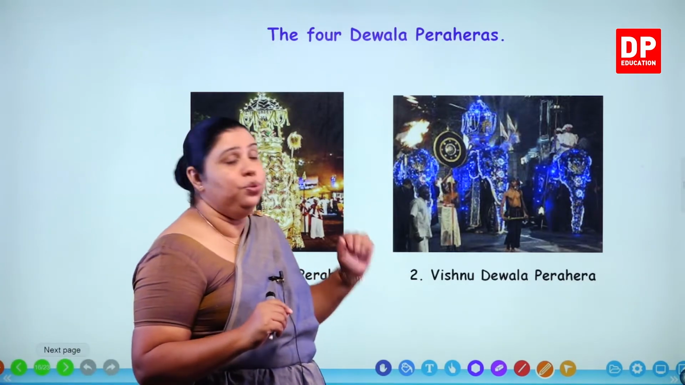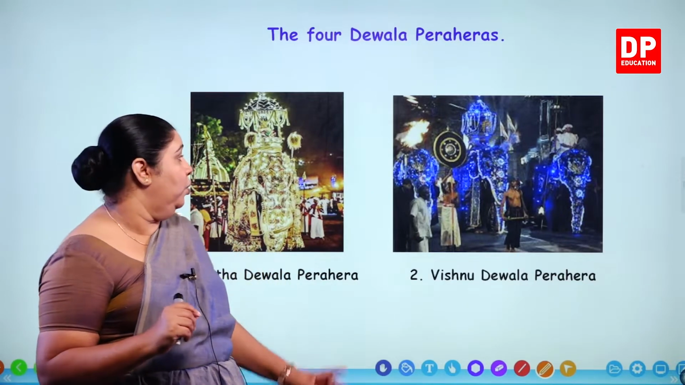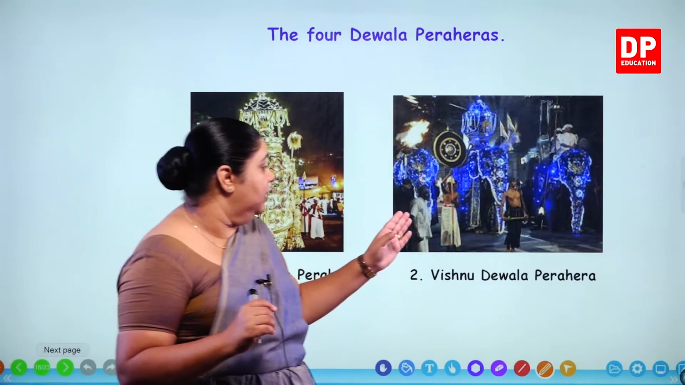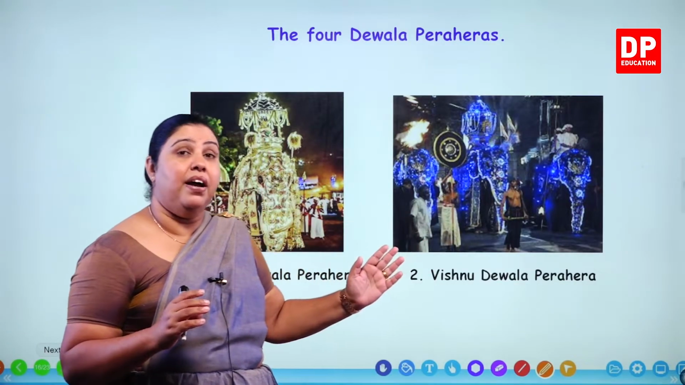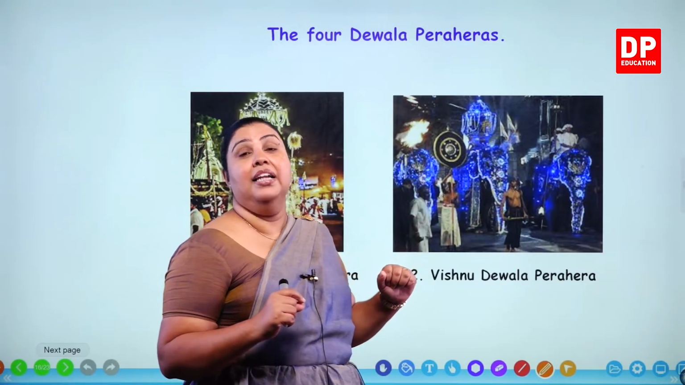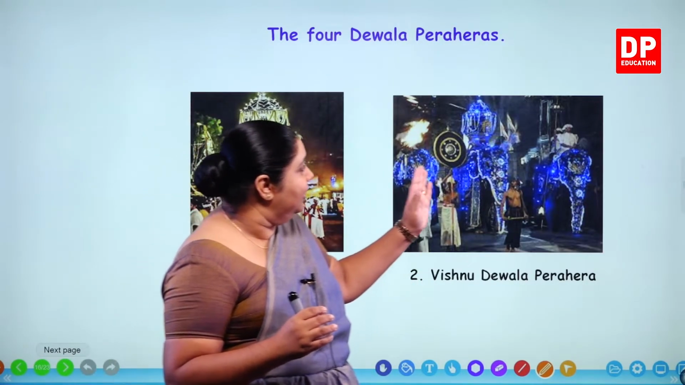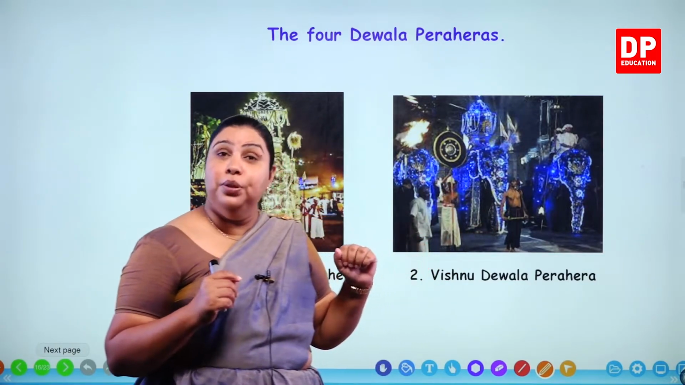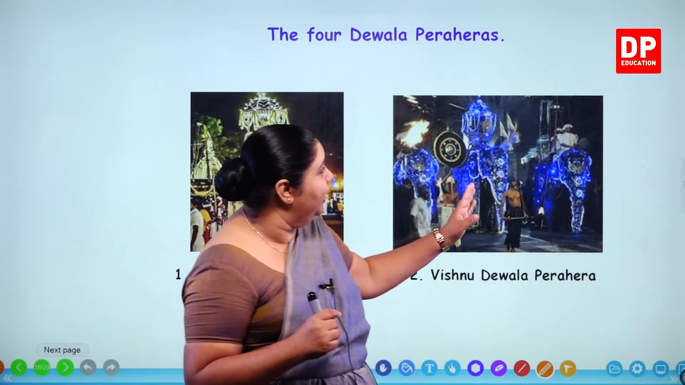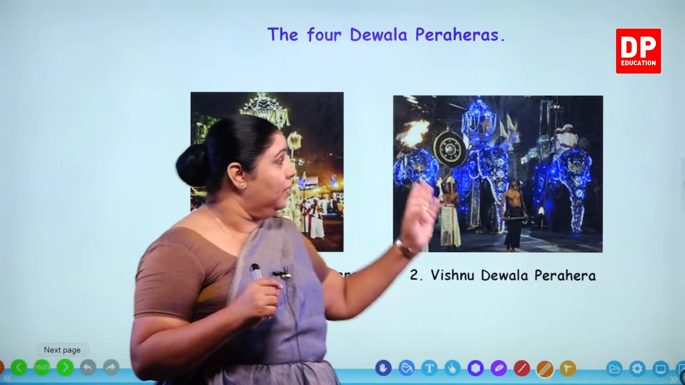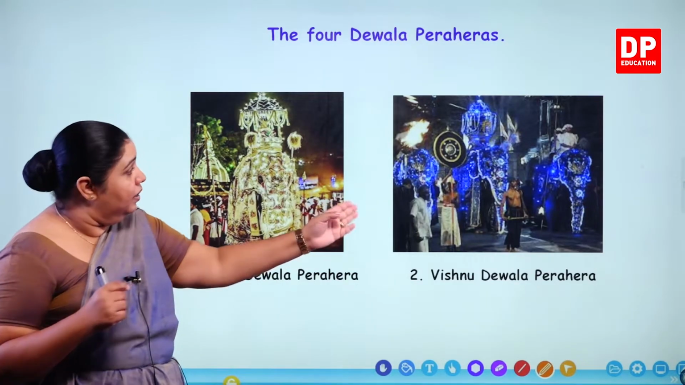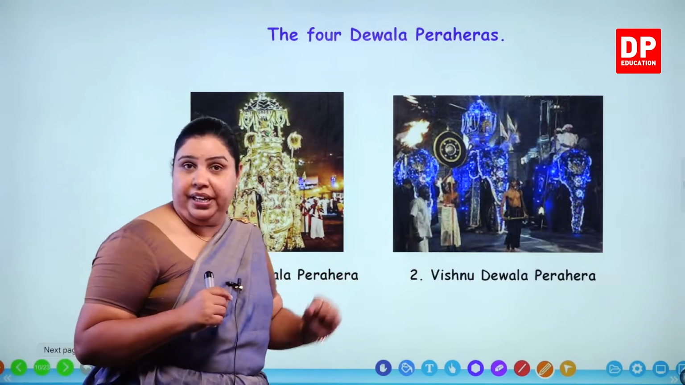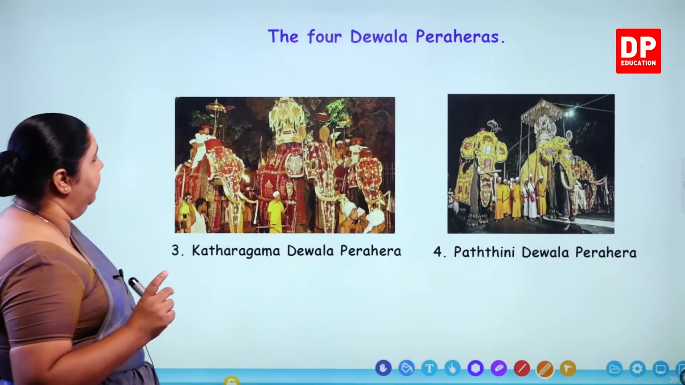Then we have the Vishnu Devala Perahera, which follows the Natha Devala Perahera. Vishnu Devala has the blue color. Their color is blue, and the Tusker is dressed beautifully with a nice bright blue elephant clothing, and then he carries the beautiful Karanduwa like that. Okay, so we have the Natha Devala and the Vishnu Devala. Then we have another 2 more Devalas.